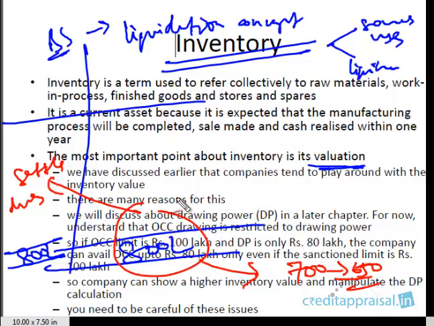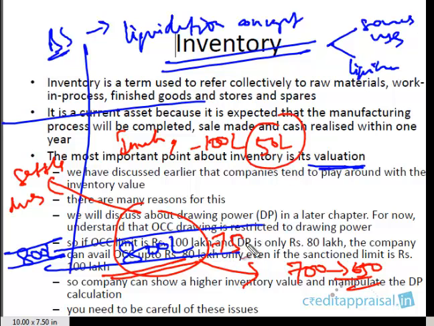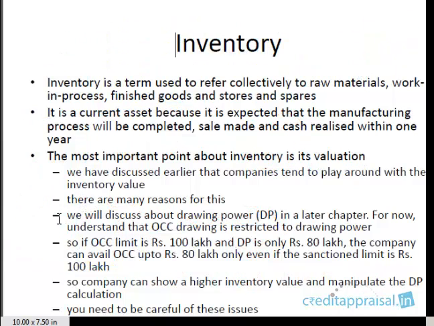But what happens sometimes is, for example, inventory is 100 lakhs, and based on this you are at 800 lakhs. But if you sold it and actually got only 50 lakhs, then this total will be 750 lakhs. So you won't be able to pay the entire lender. So one item which companies always try to manipulate is the inventory, due to various reasons.